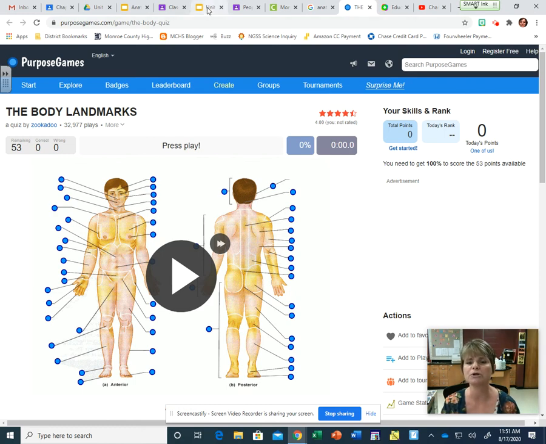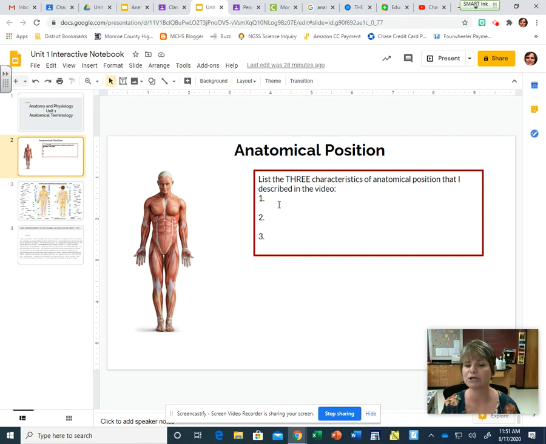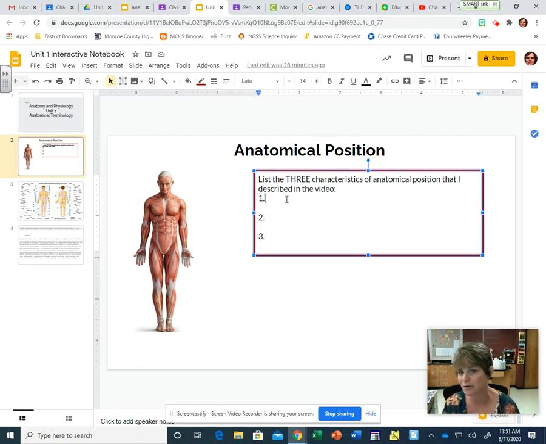The other thing I wanted to show you is your assignment for today. Your assignment for today is what I call an interactive notebook. There are actually 3 slides. The first slide that you're going to do is you're going to define anatomical position for me. So you're just going to click in that box and type your answers.